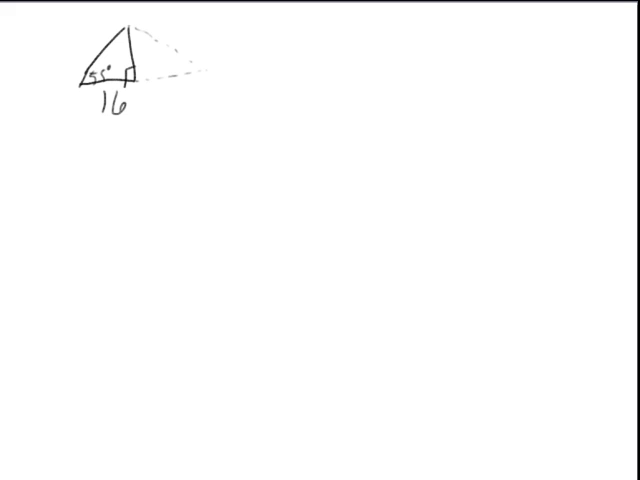Okay, so based on what I know here, this is my hypotenuse. This here is my opposite. This here is my adjacent. SOHCAHTOA. Okay, opposite and adjacent are the two that I'm working with, so it's going to be tan again that I'm going to use. So tan of 55 is opposite over 16.